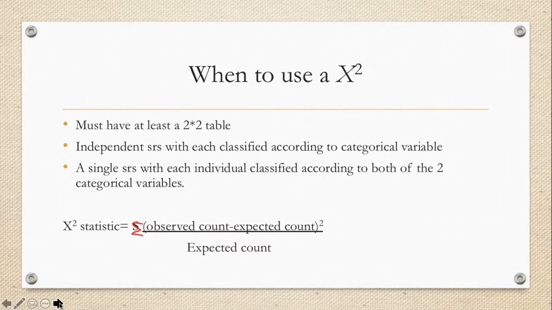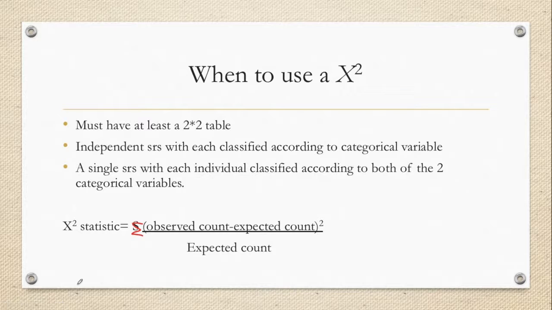When do you use a chi-squared test? Well, you need to have at least a 2 by 2 table. You need to have an independent simple random sample with each individual classified according to a categorical variable, nominal or ordinal, and a single simple random sample with each individual classified according to both of the two categorical variables. Translation: that means that you don't have empty cells. So you have to have at least a 2 by 2 table. You have to have categorical or discrete variables, nominal or ordinal. It doesn't really matter which you have, but they have to be nominal or ordinal or some combination. And you have to make sure that the cells are not empty, so you can actually fill spaces in each of those cells.